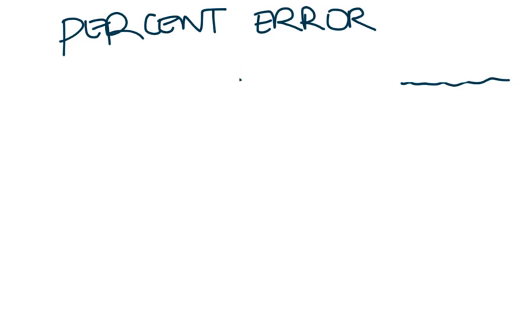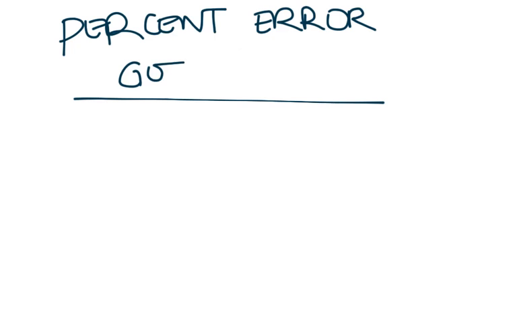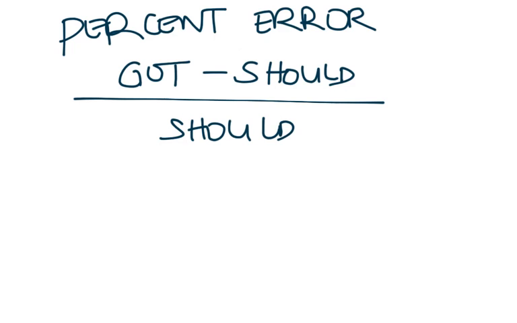Okay, so percent error, I'll give you your formula first, is the difference between what you got and what you should have got, over what you should have got, and then of course times 100% to turn it into a percentage. Now, this top thing right here, the got minus should have got, is an absolute value, which means you don't have to worry about what order you put the numbers in. You can do the big one minus the little one or the little one minus the big one. It doesn't matter because you're taking the absolute value. It's always going to be a positive.